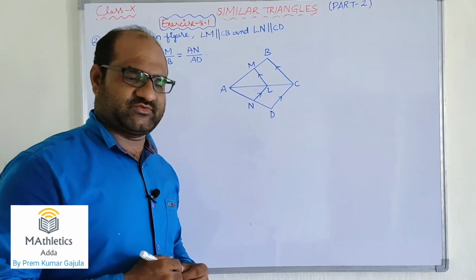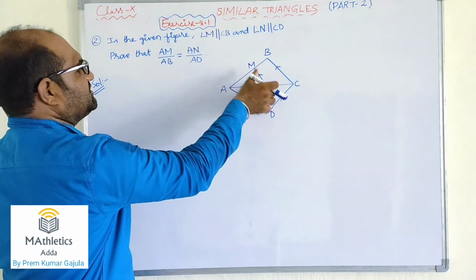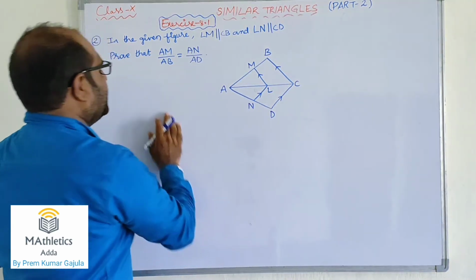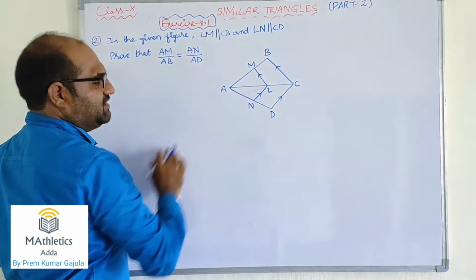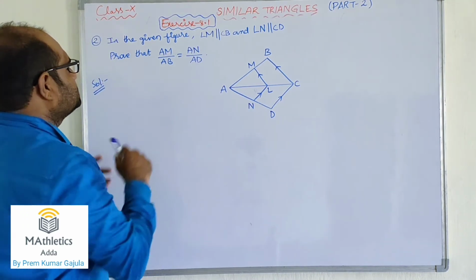Now let us look at the next question. Second question: in the figure, LM is parallel to CB and LN is parallel to CD, and we have to prove that AM by AB is equal to AN by AD. Okay, so now let us prove.